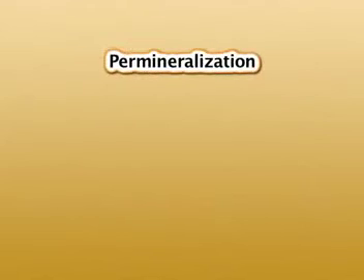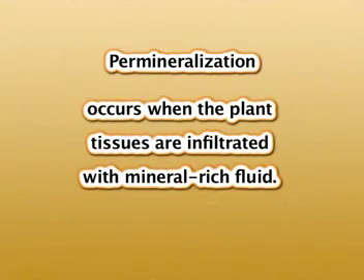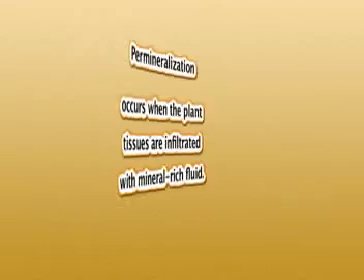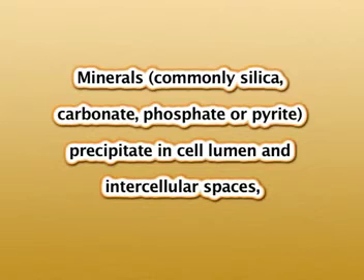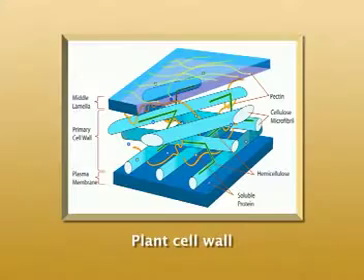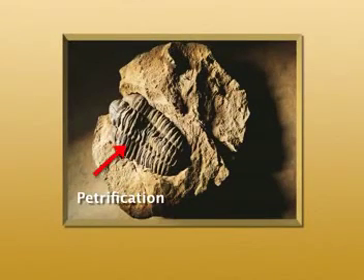Now, permineralization. Permineralization occurs when the plant tissues are infiltrated with mineral-rich fluid. Minerals, commonly silica, carbonate, phosphate, or pyrite, precipitate in cell lumen and intercellular spaces, thus preserving internal structure of plant parts in 3 dimensions. When mineral matter actually replaces the cell wall and other internal structures, the preservation may be called petrification. Following are important types of permineralization.